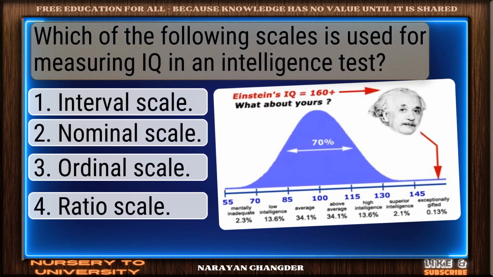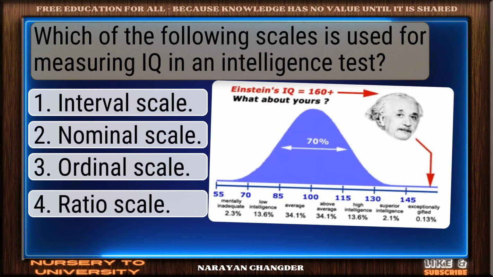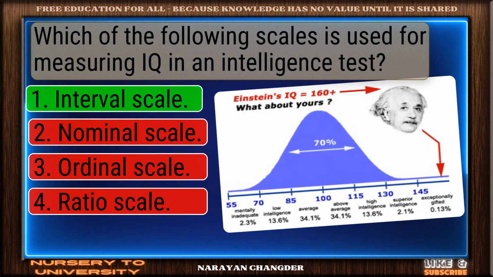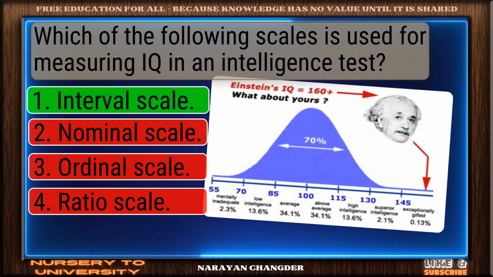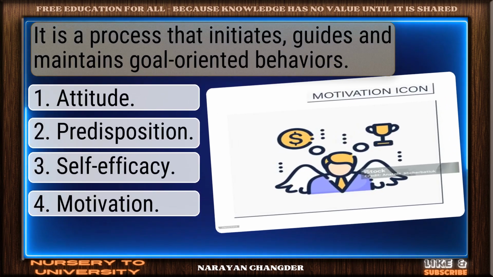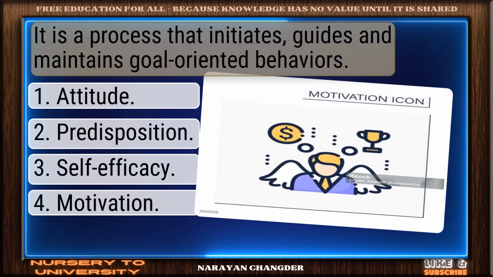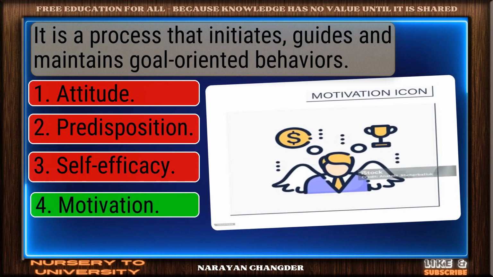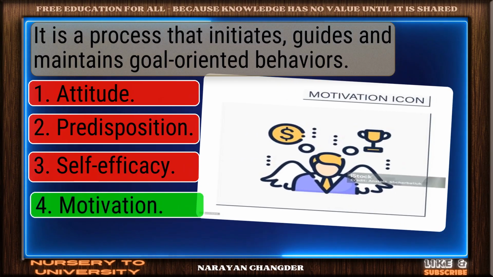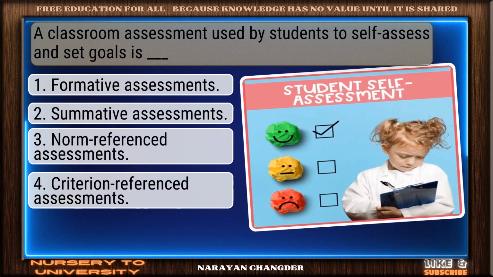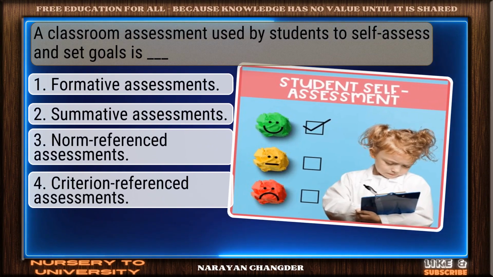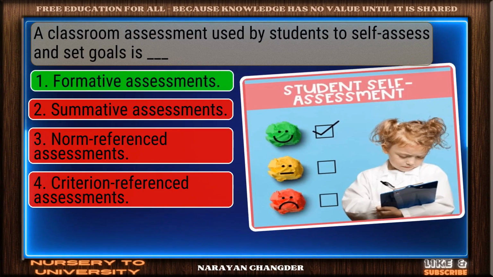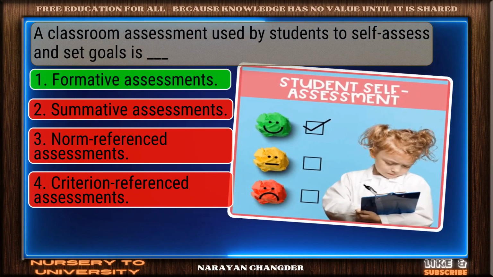Which of the following scales is used for measuring IQ in an intelligence test? Solid response. Interval scale is a valid choice. It is a process that initiates, guides, and maintains goal-oriented behaviors. Good job. Your answer, motivation, works well here. A classroom assessment used by students to self-assess and set goals is dash. Nicely done. Formative assessments is a solid answer.